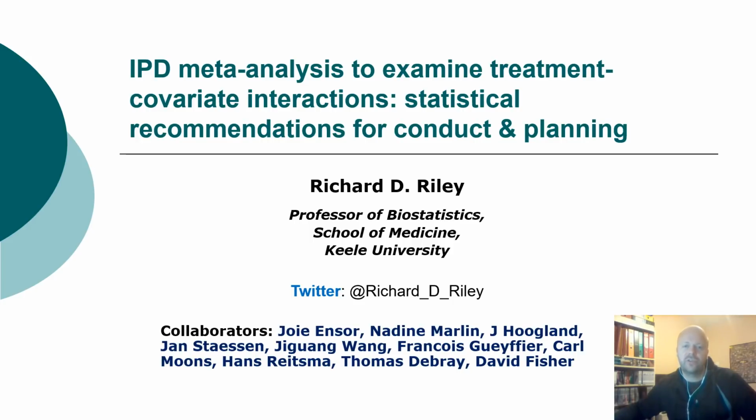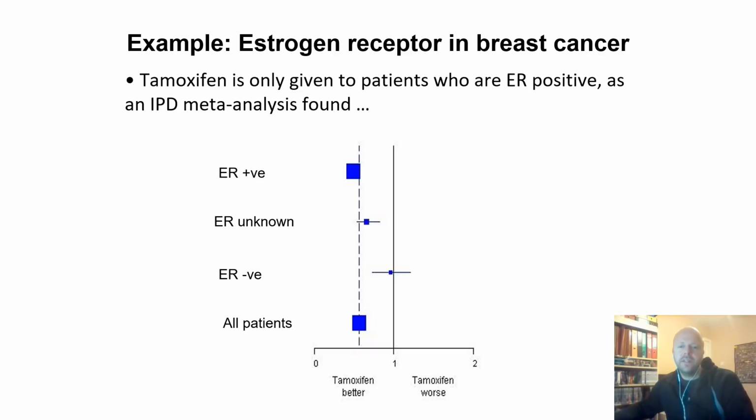So in this talk I'm motivated by precision medicine, which is trying to tailor treatment decisions to individuals based on their characteristics. A classic example is tamoxifen, which is recommended for those that are estrogen receptor positive, because the treatment is shown to work well in those that are positive, but not so well in those that are negative. So here we're looking at IPD meta-analysis to identify interactions like this.